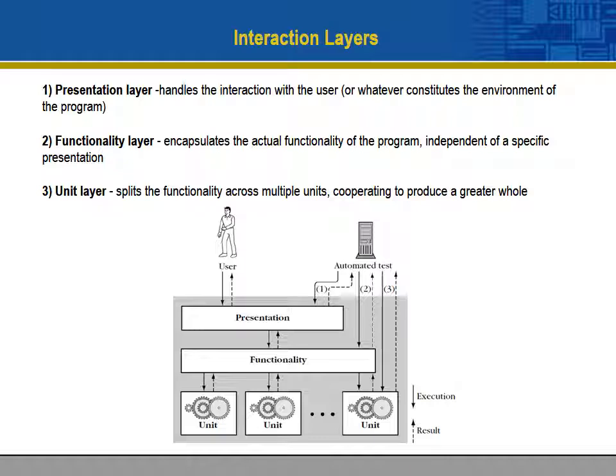Let's talk about the interaction layers. At the presentation layer, the user interacts with the software or hardware. This is where buttons are pushed and mouses are clicked. The functionality layer is where the program does its work by accessing and manipulating data behind the scenes. The unit layer divides up the program into distinct sections that can be tested individually, for example, a network or an individual resource allocation.